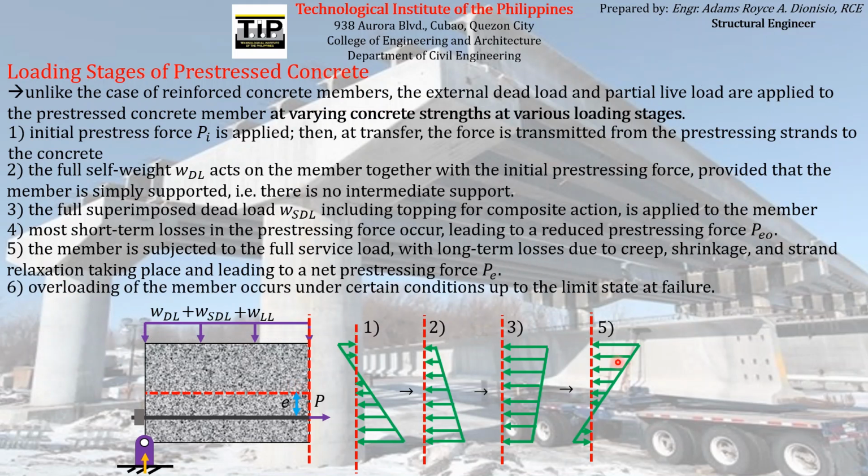And then after that loading stage, overloading of the member occurs under certain conditions up to the limit state at failure. Additional loads will be applied to the concrete element after this particular stage, wherein it already supports the service loads that are intended to be carried by it. So the resulting stress diagram that will act on the concrete element after all of the anticipated loads are acting on it will now look something like this.